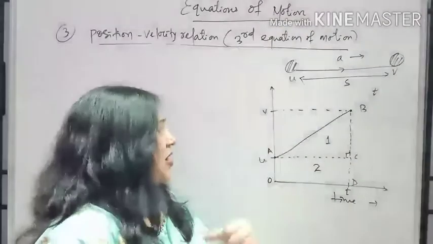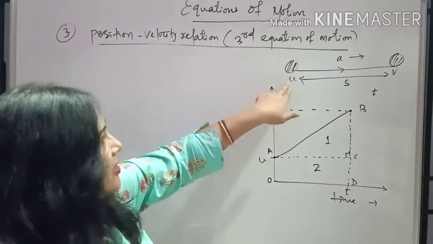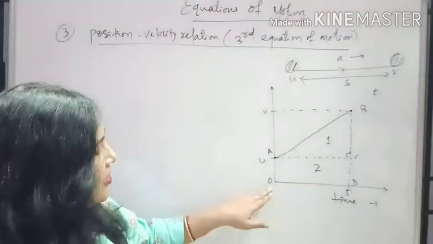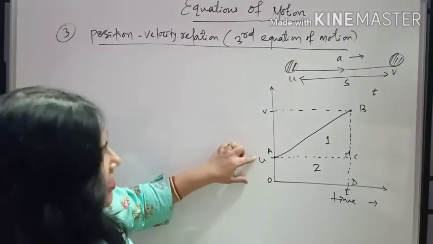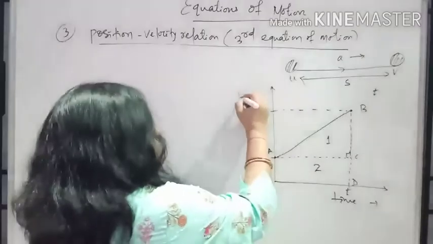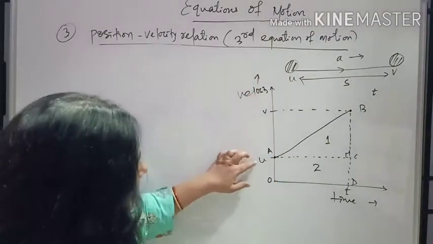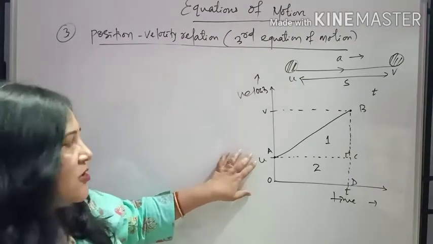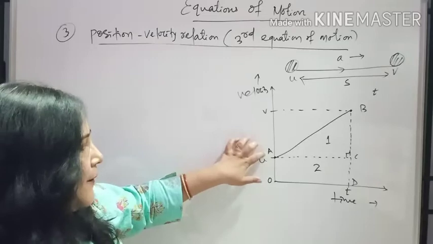Now the whole thing I put in a velocity time graph. Here you can see the initial velocity is u. So when the time equals 0, the velocity is u. This is your velocity axis. So the first point I have taken is the initial velocity u, and that point I have marked as A.